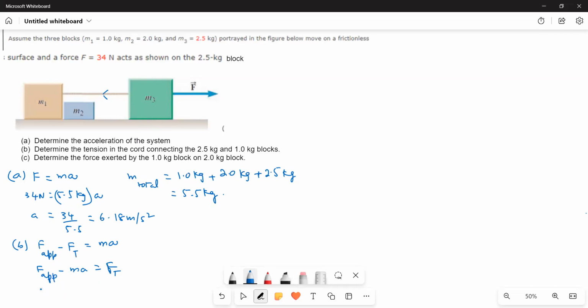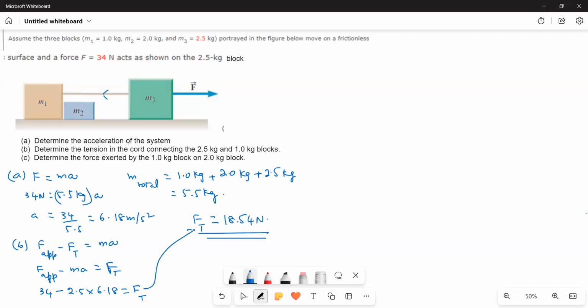Now applied force is 34. Mass is 2.5 kilograms. So 2.5 into acceleration 6.18 is subtracted from 34 newtons, and that is equal to the tension, F tension. So therefore F tension is equal to, what is the value? 34 minus this value gives 18.54 newtons.